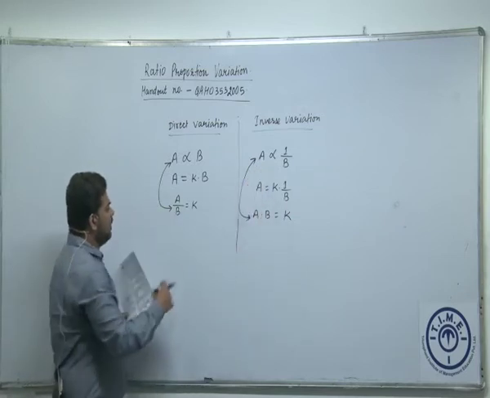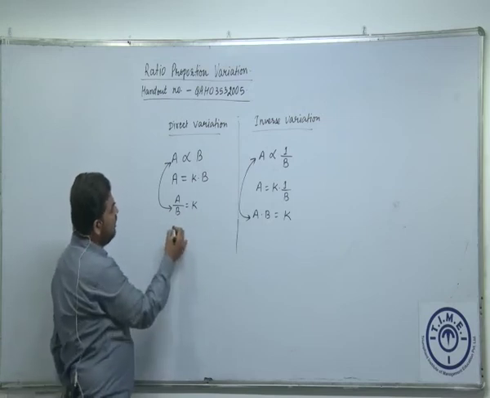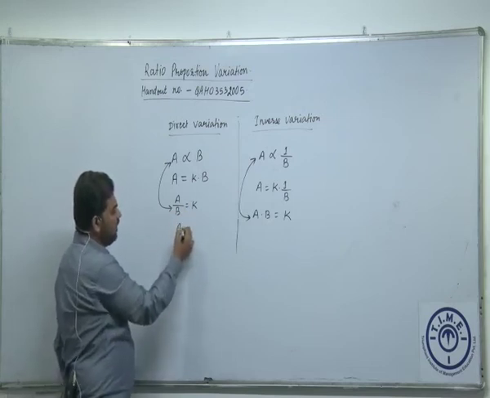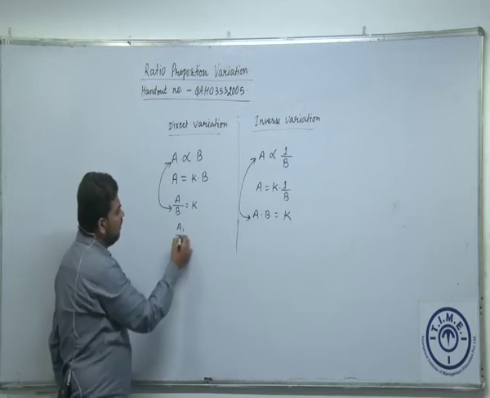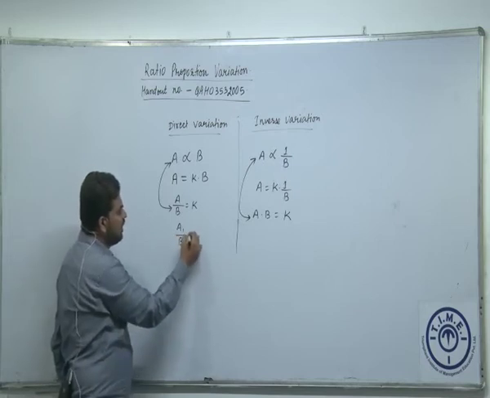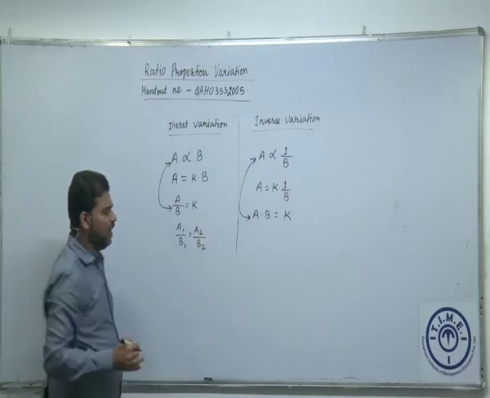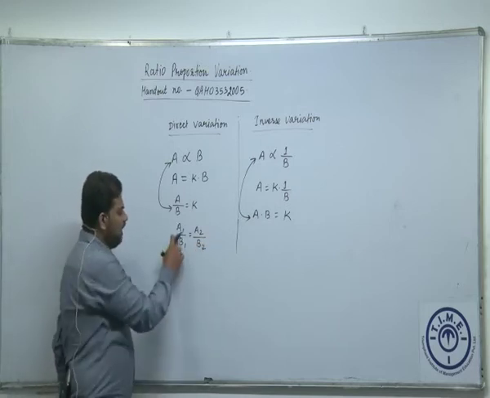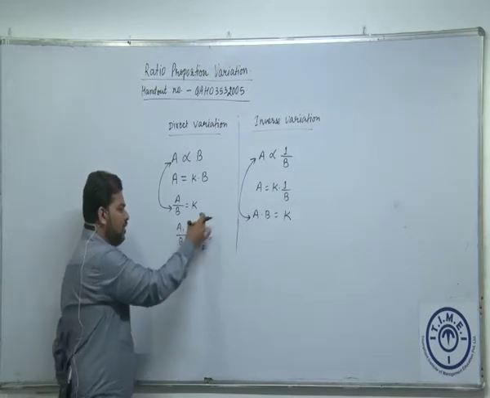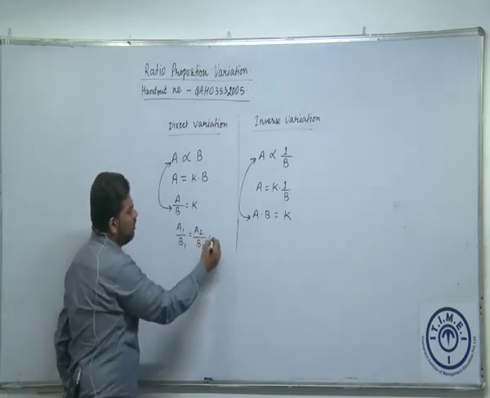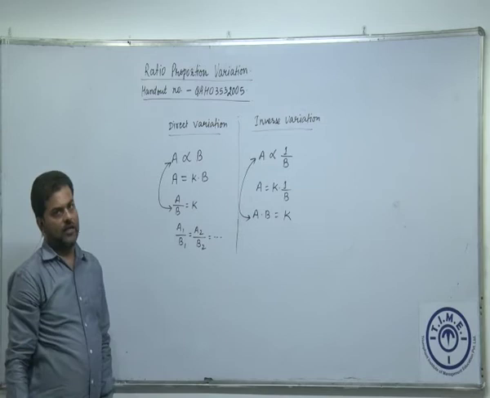Fine. The significance of this is that if A by B is constant, it means the ratio of A and B is going to be the same always, no matter whatever the values of A and B you choose. So you can say A1 by B1 will be equal to A2 by B2, which will be equal to A3 by B3, and so on.